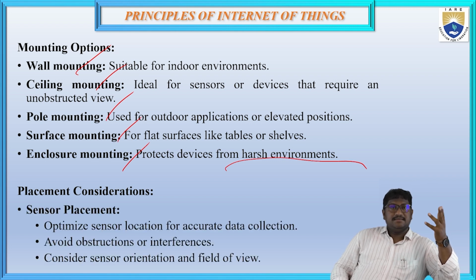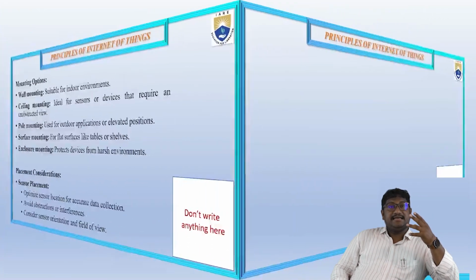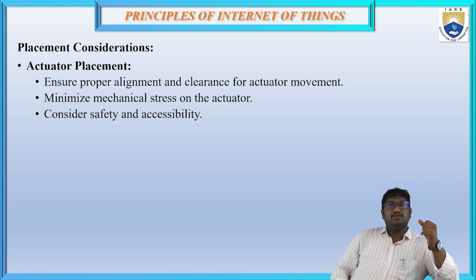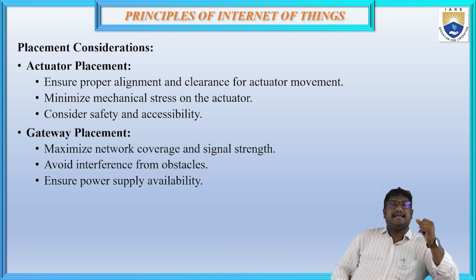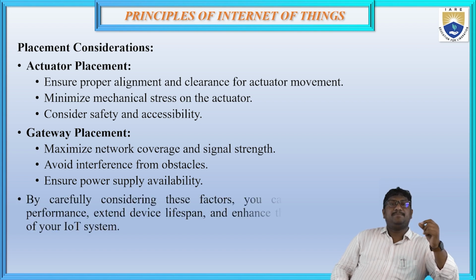Placement consideration, sensor placement. We need to place it properly, then only it will avoid any kind of obstructions or interference whenever it should be presented in a specific view. And coming to actuator placement, we need to properly align the things, and we need to verify whether it is clear or not. We need to consider the safety and accessibility, and also the gateway placement, which should maximize the network coverage and signal strength. And also we need to ensure power supply availability.